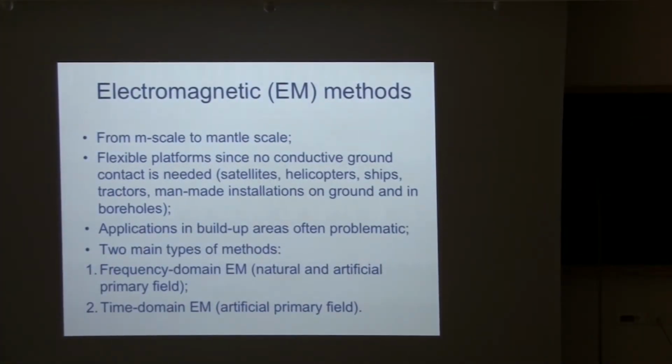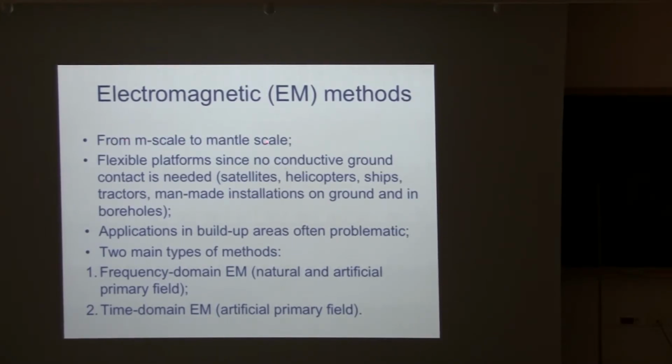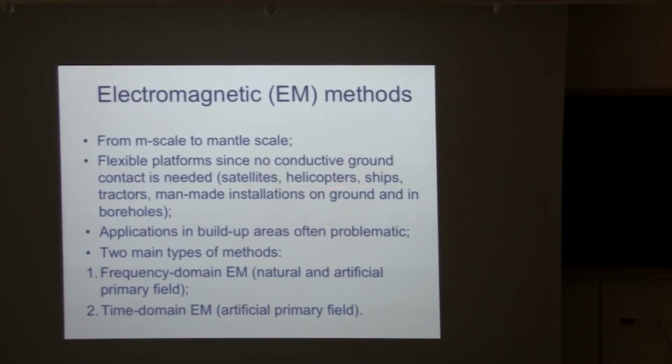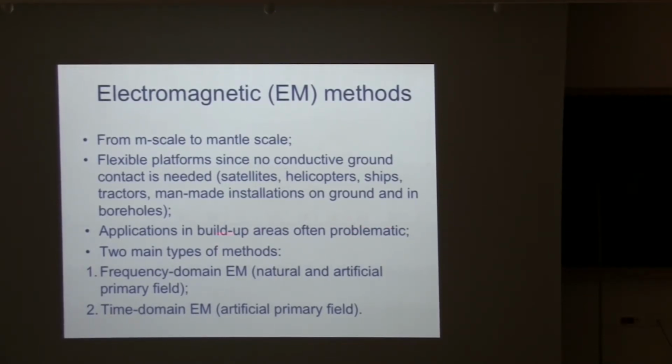All right, electromagnetic methods now. You're still targeting electrical conductivity, like ERT. The big advantage compared to ERT is that you can work at basically any scale, from sub-meter scale to mantle scale. You do not need coupling to the ground, so you can measure with satellites, helicopters, ships, tractors, and so on. And you can, of course, measure in the ground as normal as well. The problem is if you're in an anthropogenic system, close to an agricultural or industrial site, you often have a lot of EM noise that makes it difficult.